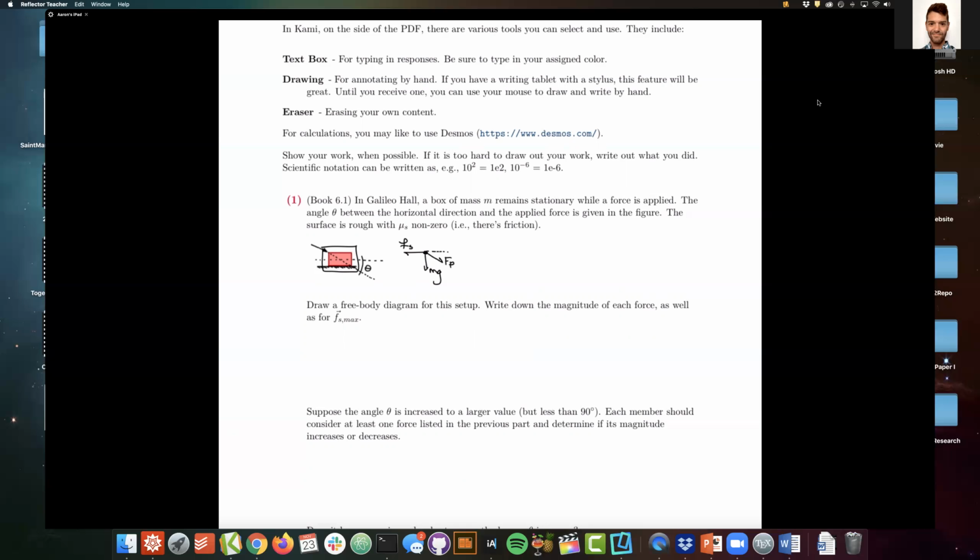In this case, it seems like it's remaining stationary. If it's remaining stationary, then there's a contact force, and there can't be any net acceleration, or the net force is 0. In the vertical direction, that means the normal force points up, mg points down.